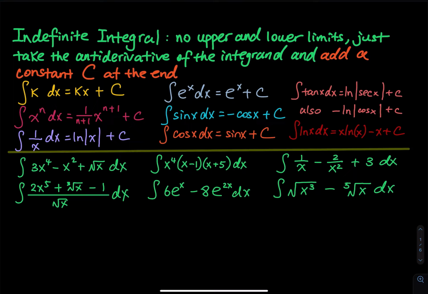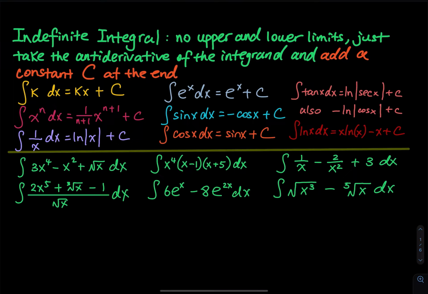When you find an indefinite integral, all you have to do is take the antiderivative of the integrand. Another way to say this is you integrate the integrand and then you add a constant c at the end. Why do we add a constant c? Because when you take the derivative of your answer, the derivative of a constant is equal to 0.